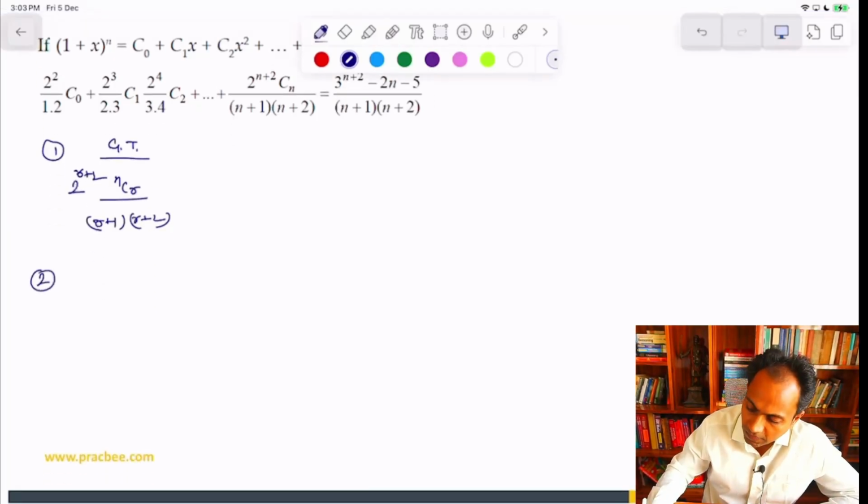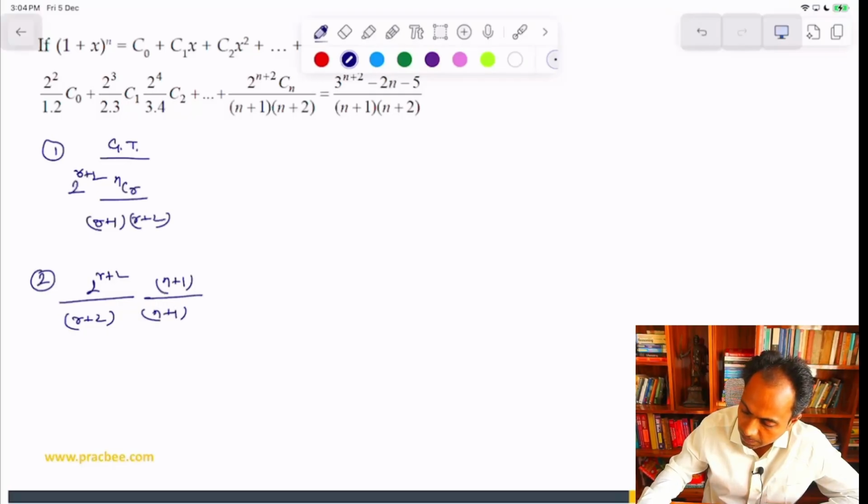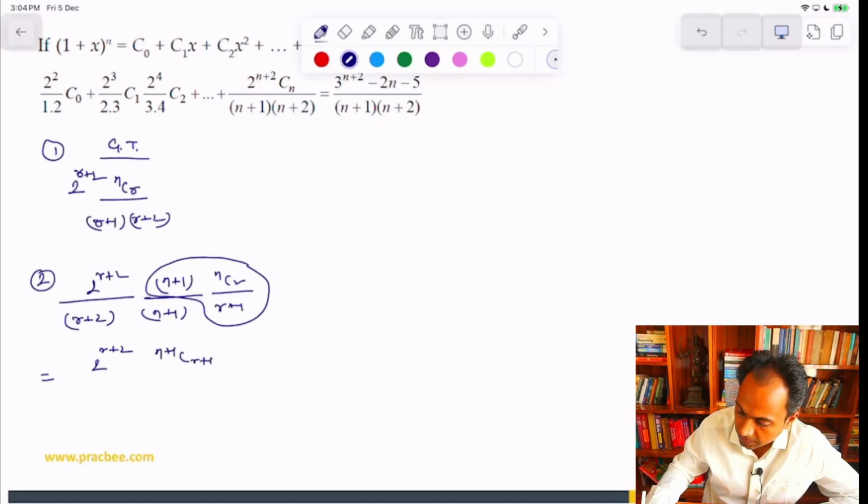In the second part, we are going to apply the property. 2 raised to the power r plus 2 is fine. We will multiply and divide by n plus 1: nCr by r plus 1. Now these terms will combine. This becomes 2 raised to the power r plus 2, n plus 1 C r plus 1 by (n plus 1) into (r plus 2).